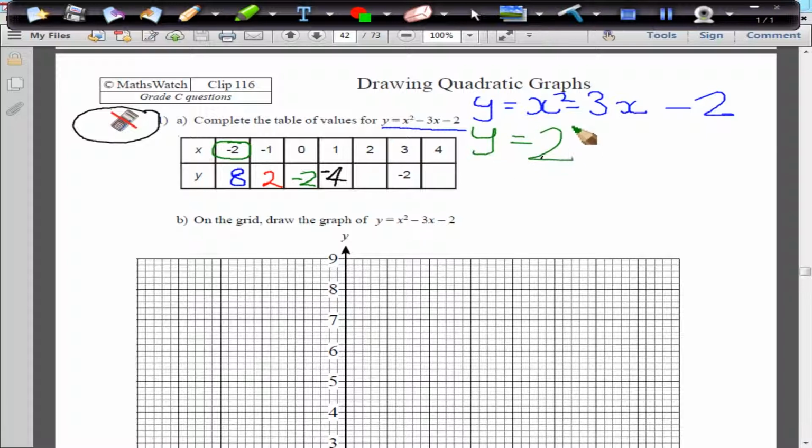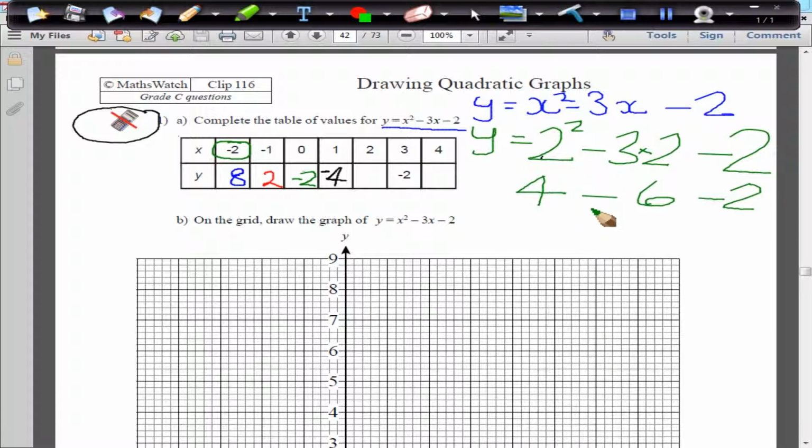So 2 squared minus 3 times 2 minus 2. 2 squared will give us 4. Minus 3 times 2 will give us minus 6. And then we have another minus 2. So we have 4, and altogether 8, minus 4. That will give you minus 4.